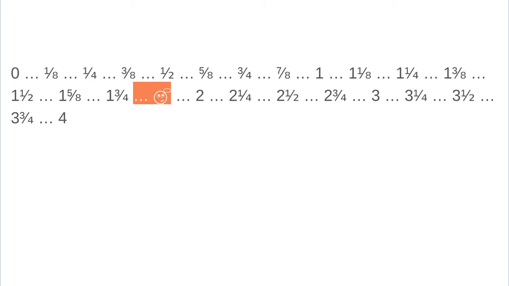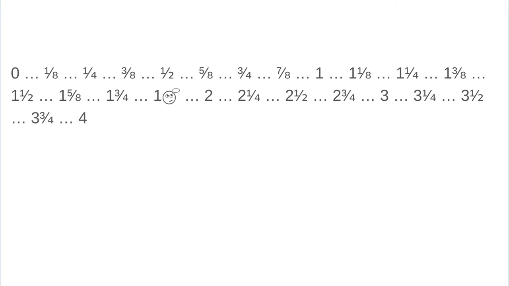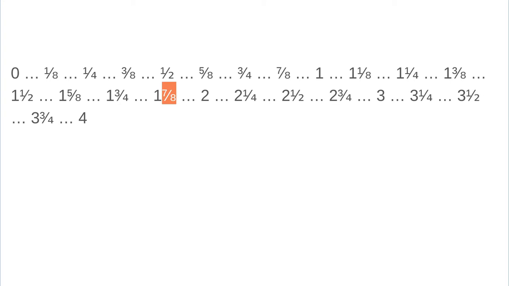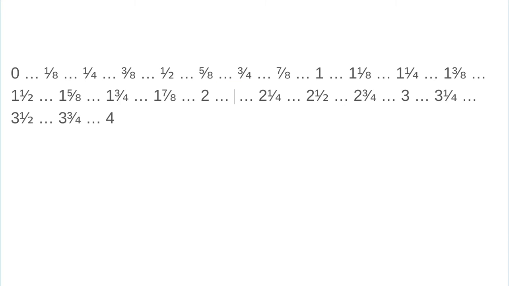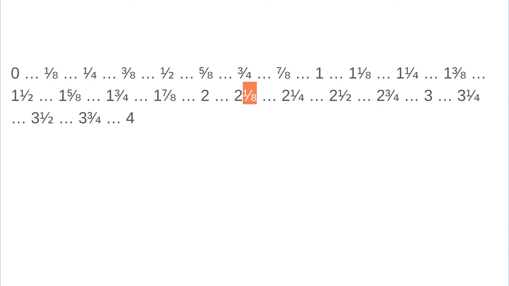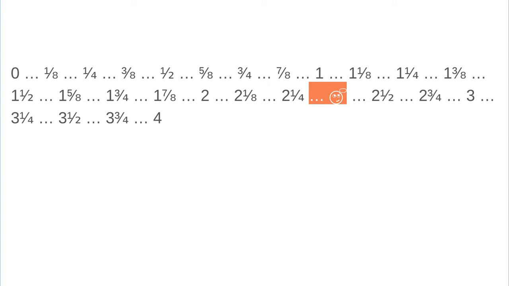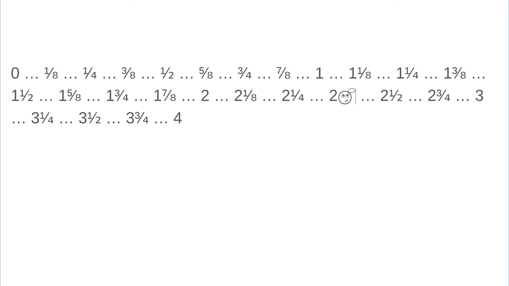Halfway between 1 3/4 and 2, that would be 1 and 7/8. Halfway between 2 and 2 1/4, that would be 2 and 1/8. See a pattern here? Halfway between 2 1/4 and 2 1/2 is 2 and 3/8.